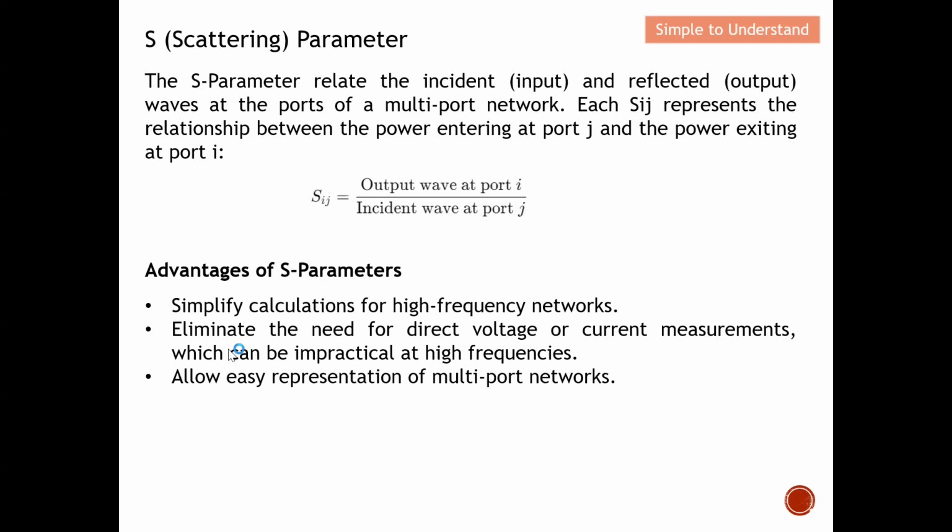S parameters also allow easy representation of multi-port networks. Like I mentioned, this video is only on the two-port network, but imagine you can have a four-port network, eight-port network, 16-port network, etc. S parameters are, in fact, a very easy representation of multi-port networks.